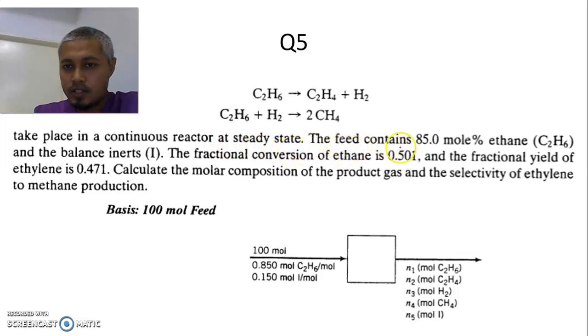The feed contains 85 mole percent ethane. So this is 85 mole percent, and the balance is inert. If 85 mole percent is C2H6, it means inert equals 15 mole percent.